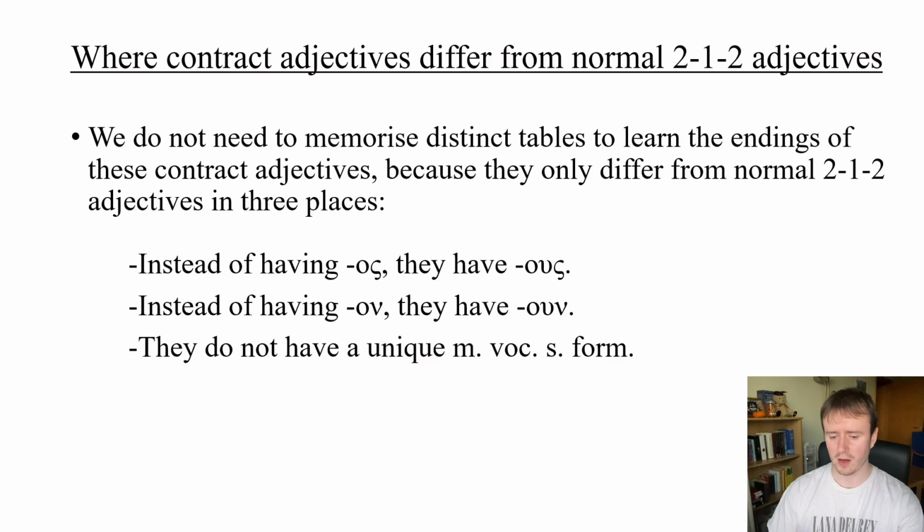So just note that instead of having -os, they have -ous; instead of having -on, they have -oun; and thirdly, they do not have a unique masculine vocative singular form. Remember that a normal 2-1-2 adjective would have epsilon in the masculine vocative singular. For example, kalos becomes kale in the masculine vocative singular, but to my knowledge, contract adjectives do not have a unique masculine vocative singular form. They would just use the nominative singular form, to my knowledge.